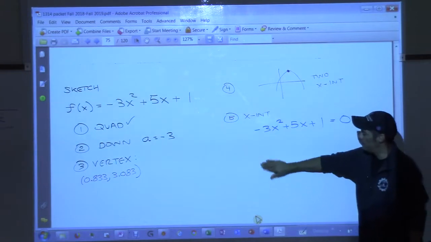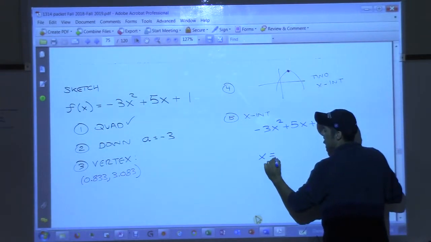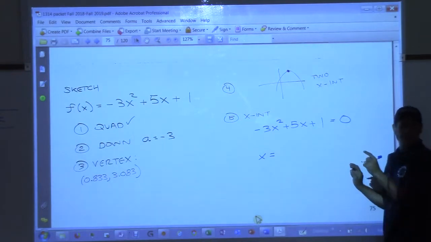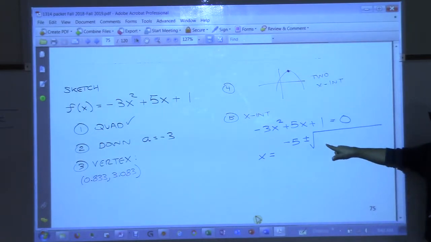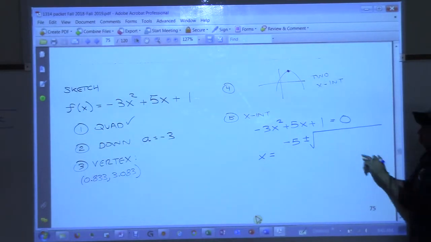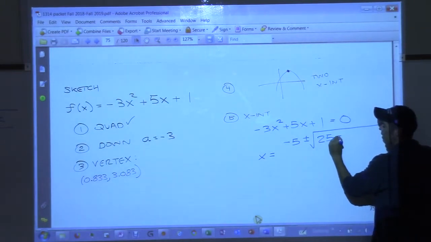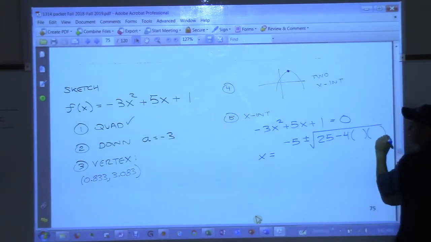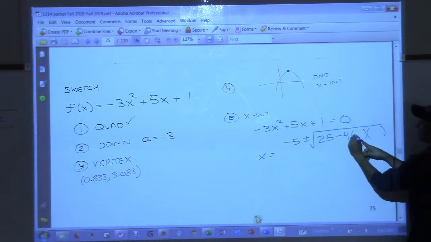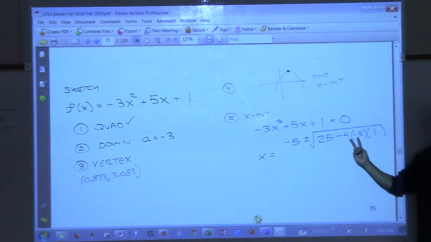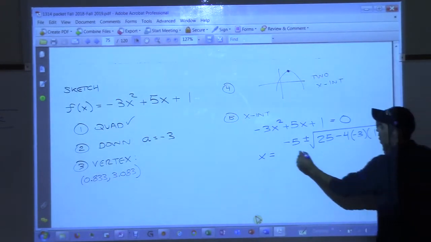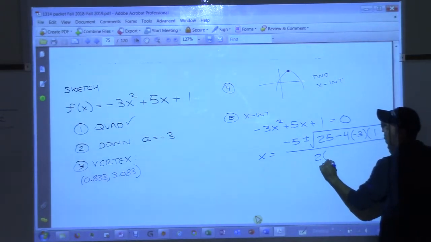What would my solutions be, Sylvia? Negative b, which is what? Minus 5. Okay, plus or minus square root. What goes here? Okay, which is 25, then minus 4, and then a, and then c, right? So what's a here? Minus 3, and c is 1. When I put these together, is it going to wind up being a plus or a minus? Plus, because you have 2 negatives, right? So 2 negatives mean we're going to have a plus here. And this is all over 2 times negative 3.